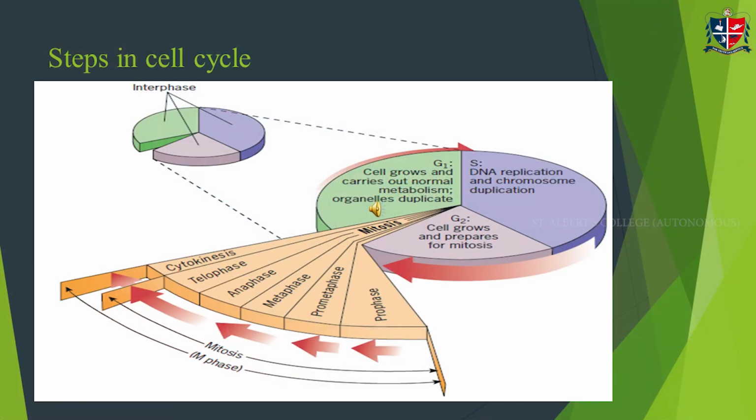And we can see the cell cycle in the figure. Here you can see the interphase and M phase. Interphase contains three main phases, G1, S phase and G2 phase, and the division phase, that is the mitotic phase.